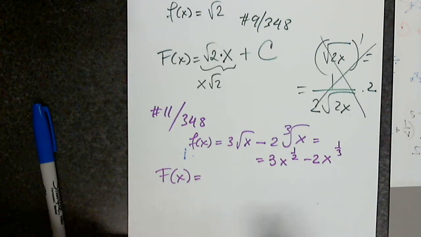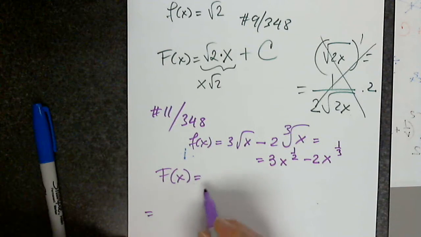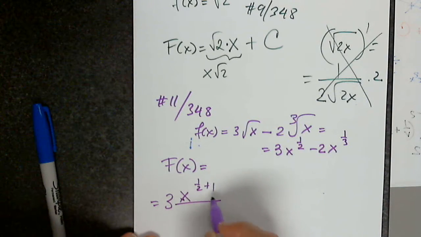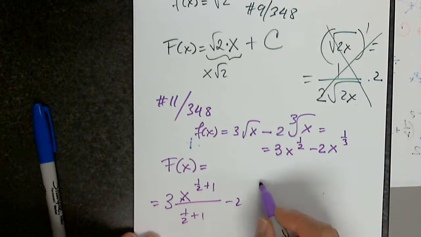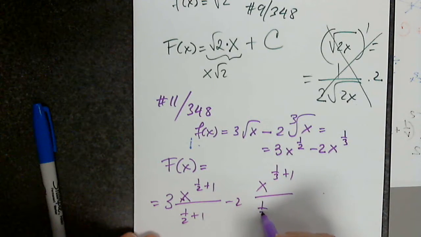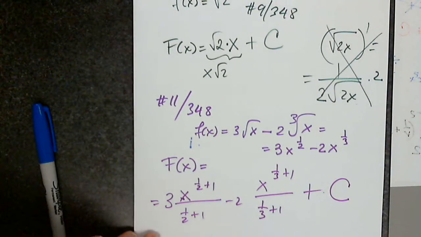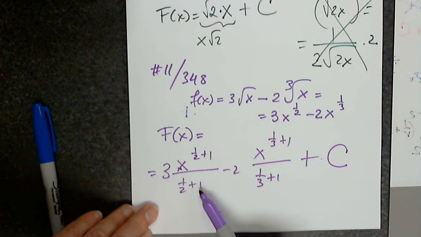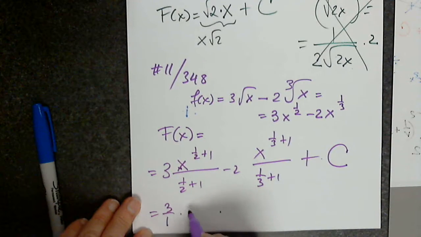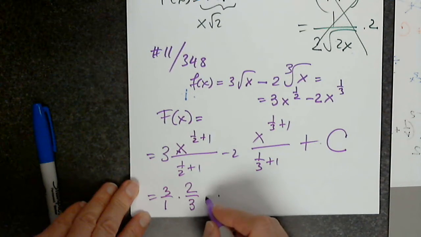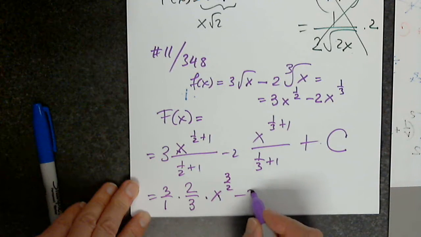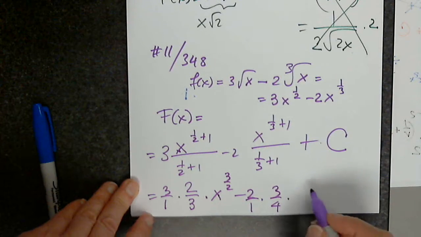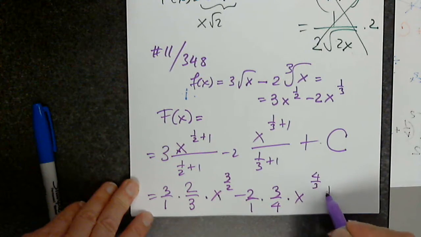Excellent. So now the antiderivative will be, since I don't have room here, I'm going to continue here, 3x to 1/2 plus 1 over 1/2 plus 1, minus 2x to 1/3 plus 1 over 1/3 plus 1, plus a constant c. And now I have to perform these operations. 1/2 plus 1 is 3/2. So this is 3 over 1 times 2 over 3 multiplied by x to 3/2, minus 2 over 4/3, which is 2 over 1 times 3 over 4, times x to 4/3, plus a constant c.